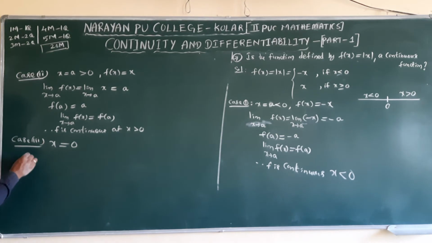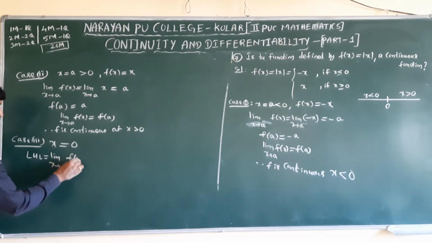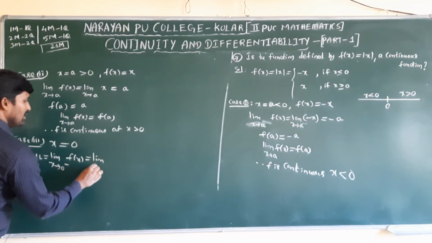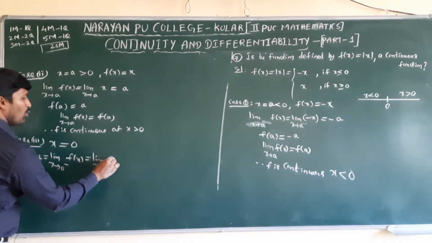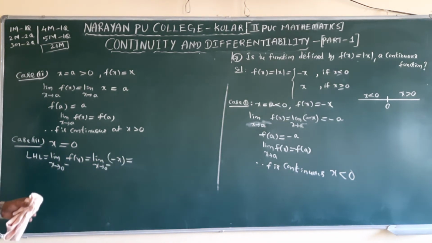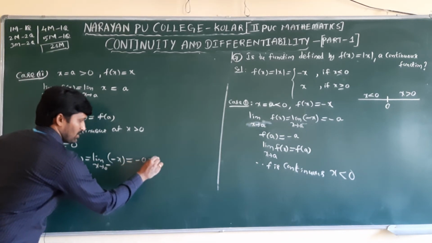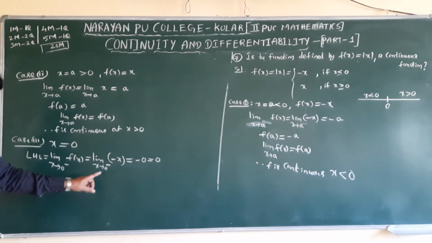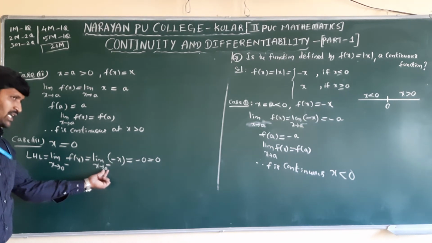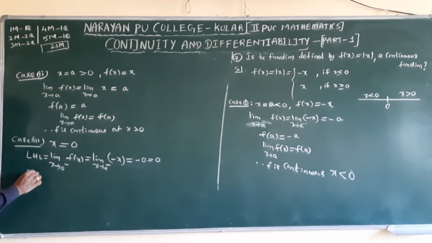So here at x equal to 0, first LHL. Limit x tends to 0 minus f of x equals limit x tends to 0 minus, what is f of x? Minus x. 0 minus means less than 0. At less than 0 the function is minus x, that is minus 0 equal to 0. Here I am substituting 0 because tending to 0 means a value very near 0.